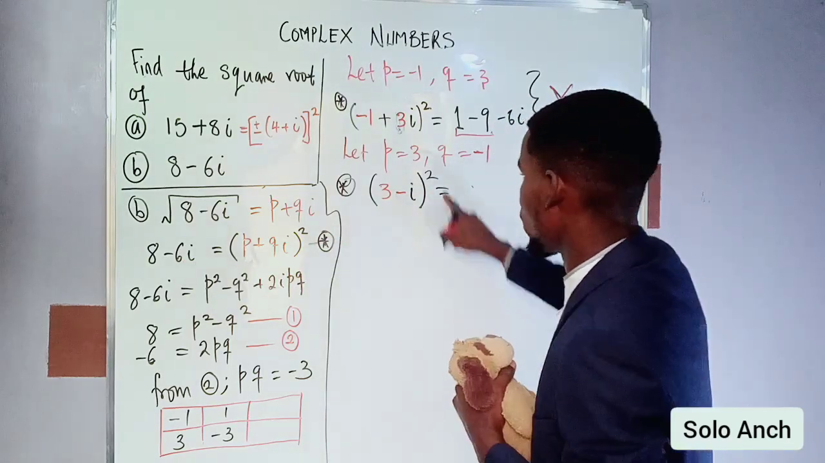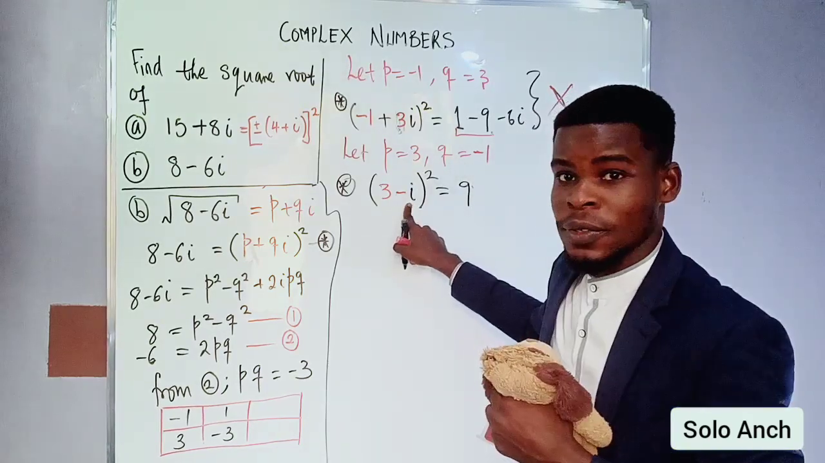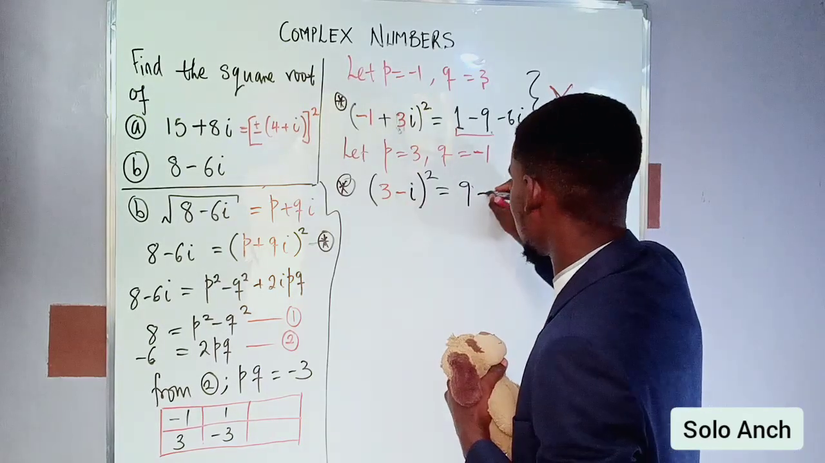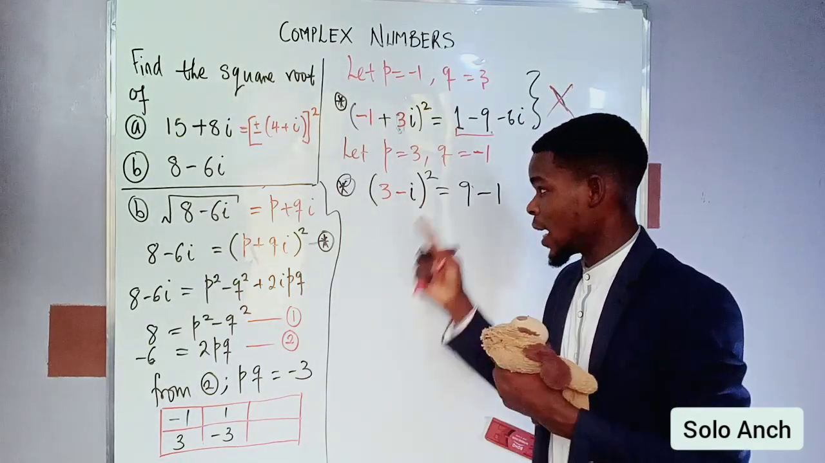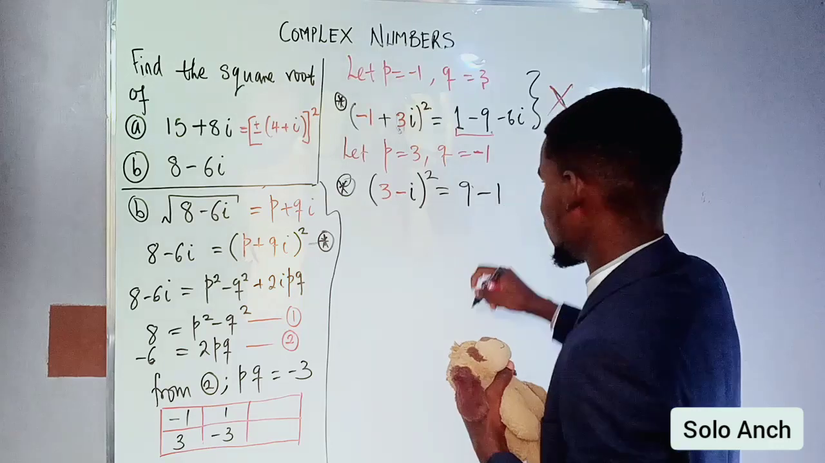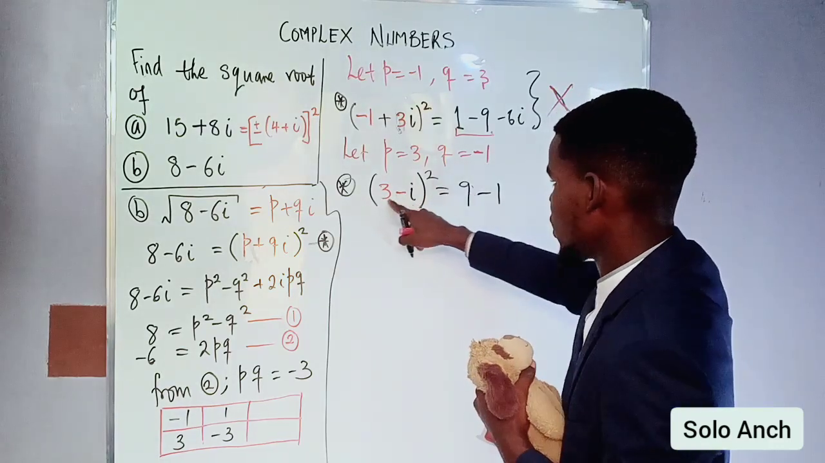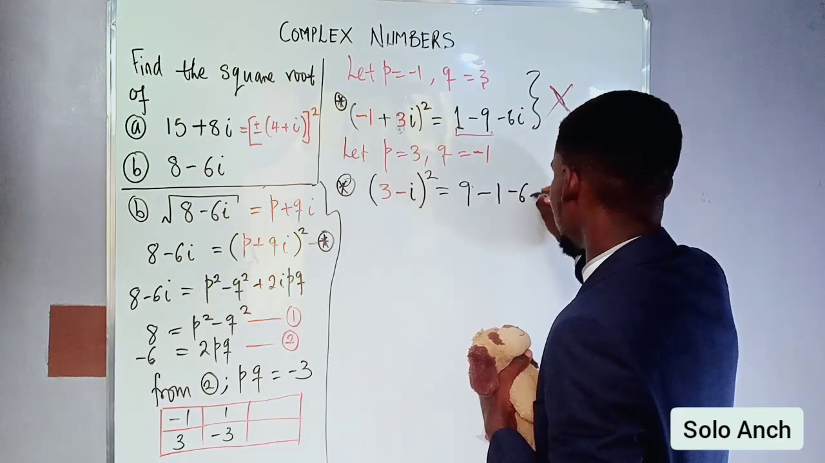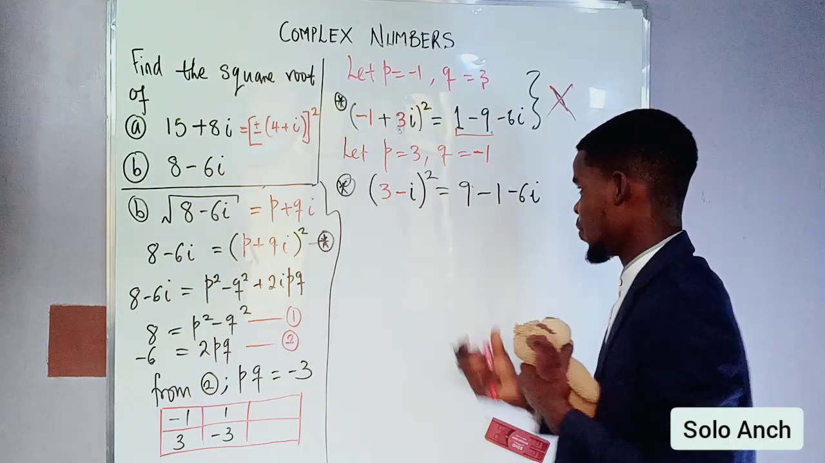So when we square 3, we're going to get 9. When we square negative i, we get negative 1. That is built into the fact that negative 1 squared will be positive 1, but i squared is negative 1, so that gives us a negative 1 as a result. And then we're going to multiply these terms together. 2 times 3 times negative i, that will be negative 6i.